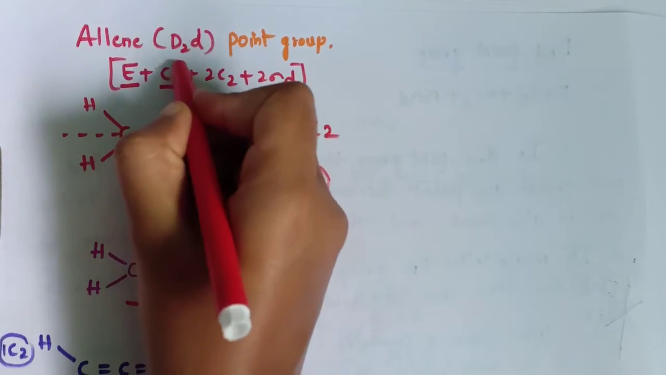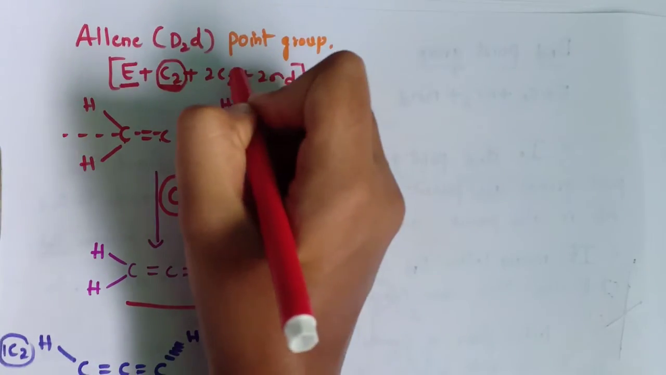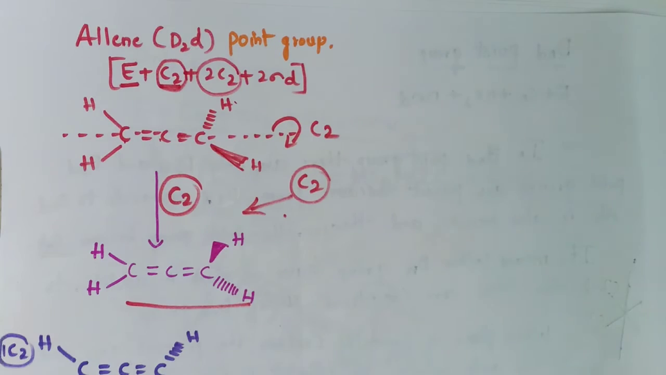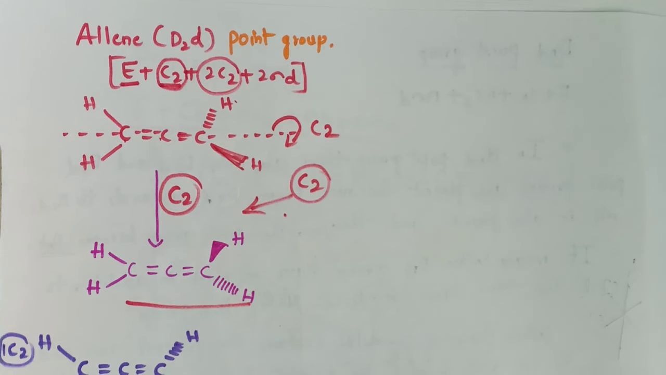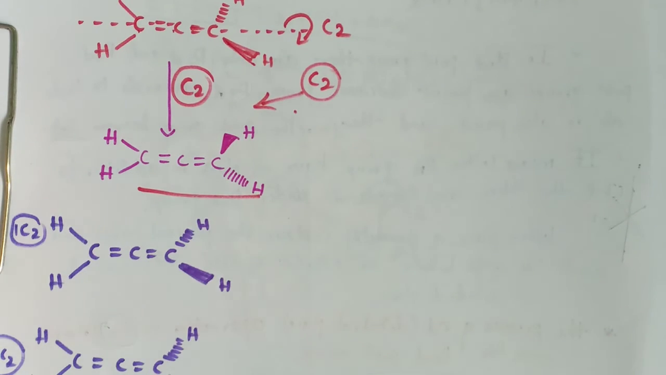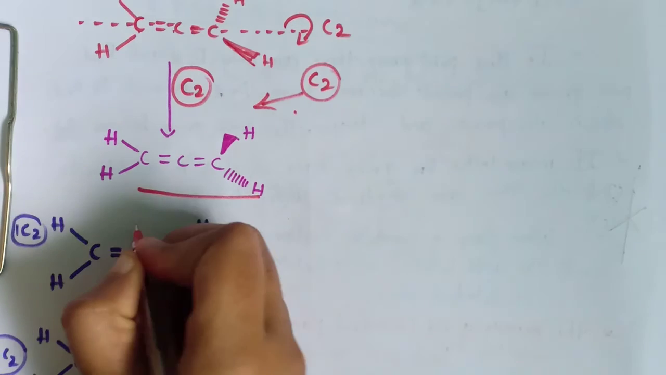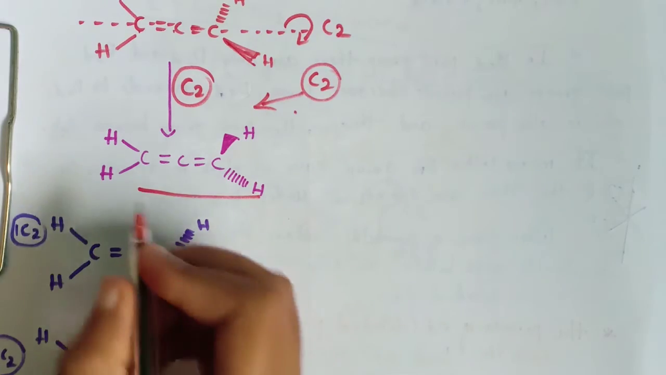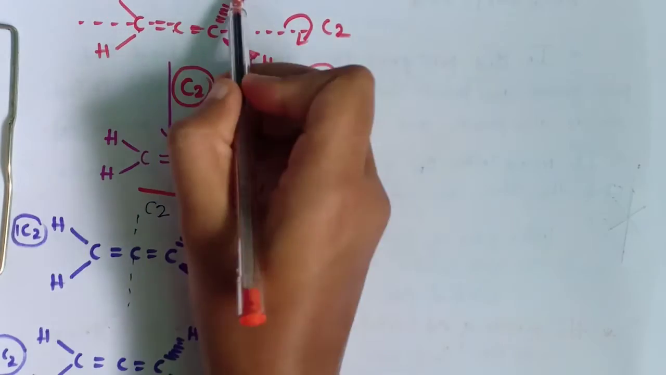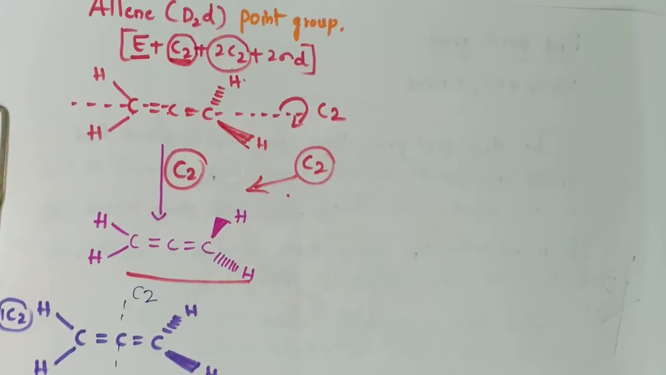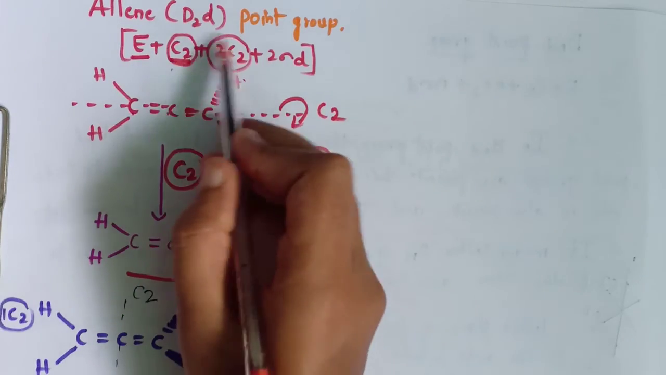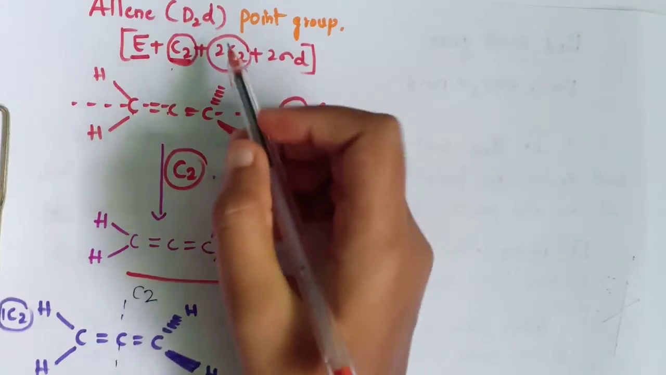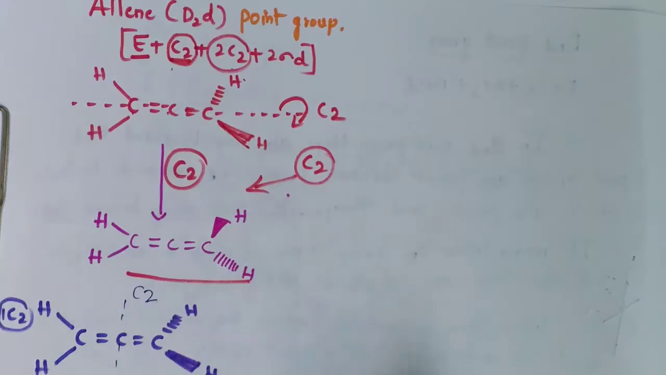Now C2 is finished. Now we should look for the 2C2. Consider these structures. This is 1C2. I will explain it. See here, you should imagine this. If I pass an axis like this, we should obtain 2C2. If a C2 axis of symmetry is present, we should obtain 2C2 or 0C2. So I will obtain 0C2 in this D2d point group.